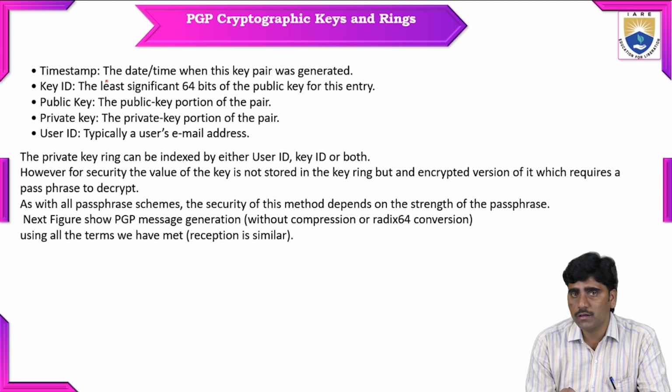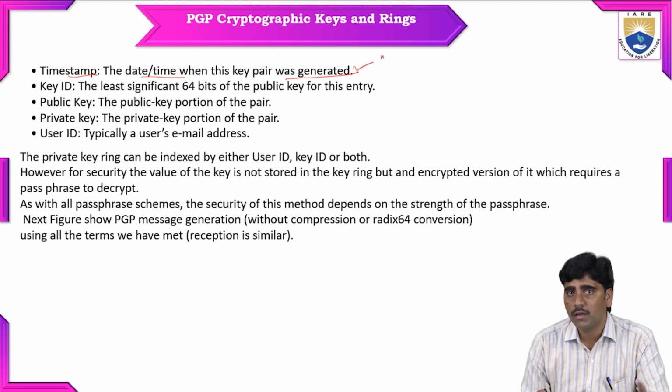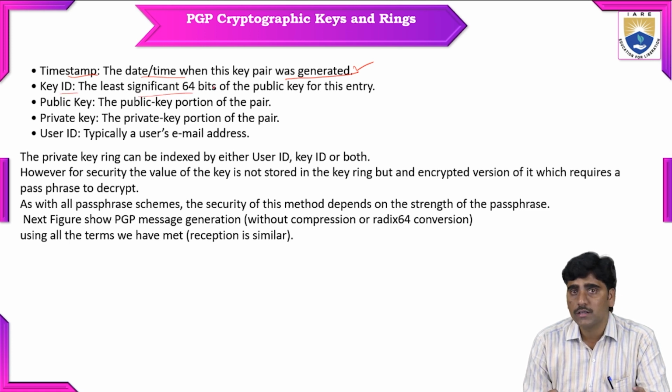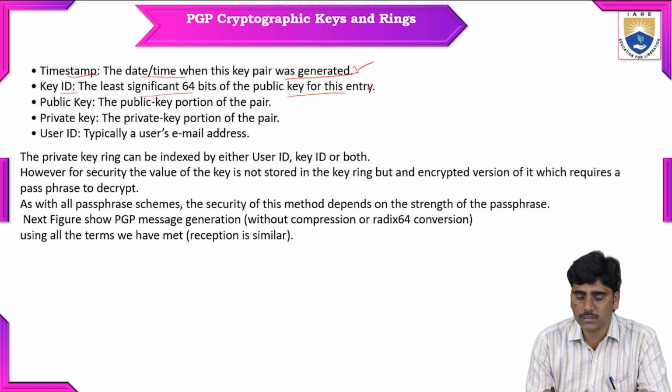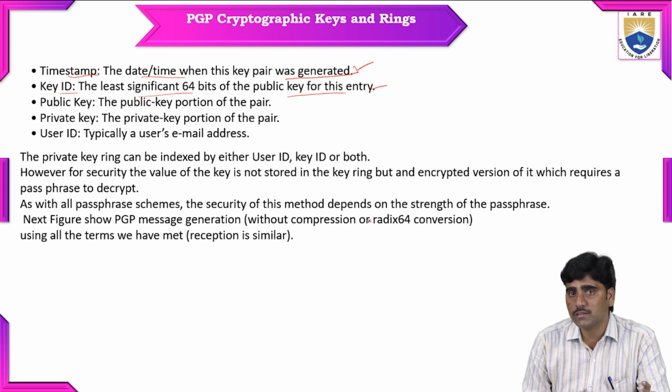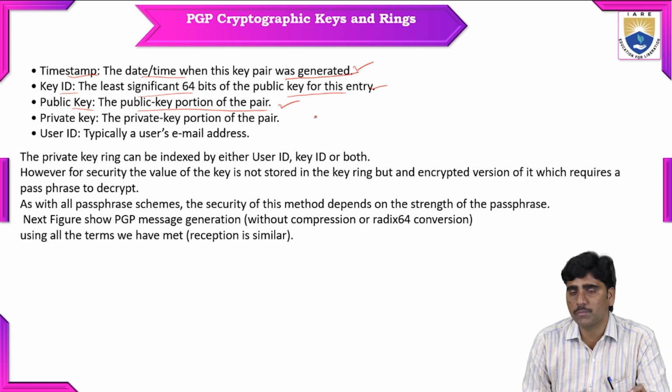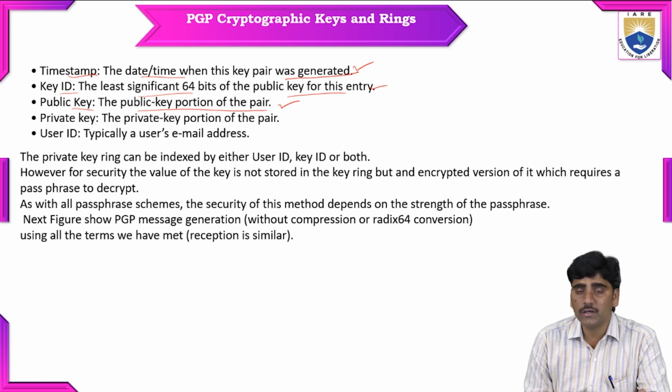And from that figure, we understand that timestamp represents the date and time when the key pair was generated. And the key ID is the least significant 64 bits of the public key for this entry. The public key is the public key portion of the pair. The next is the private key portion of the pair, and the user ID. Typically, the user's email address is the user ID.